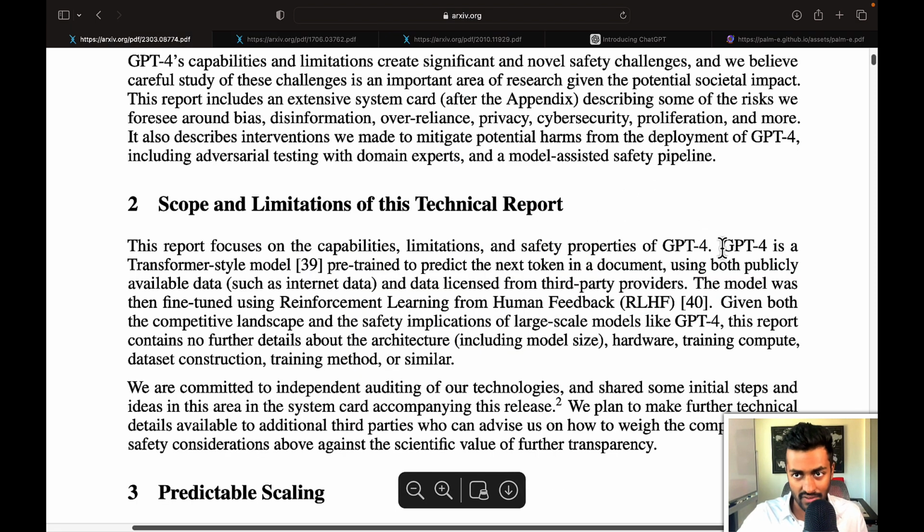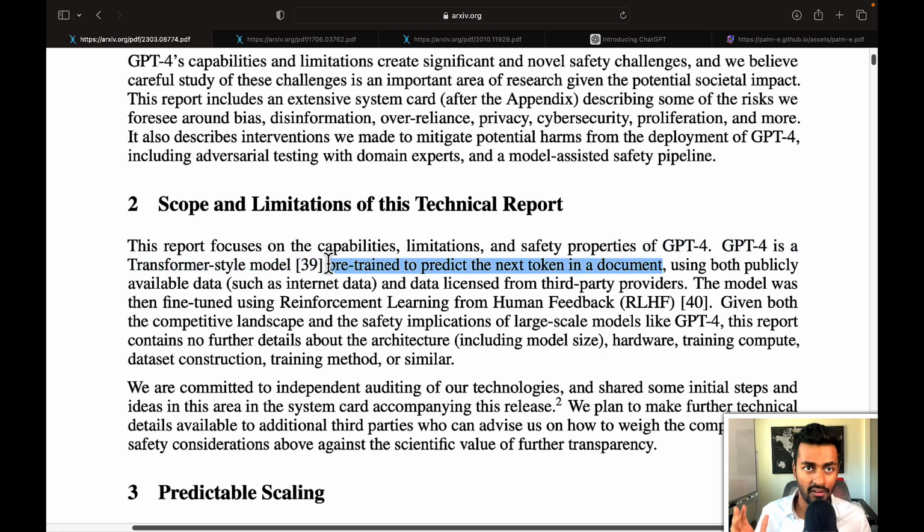Now coming back to our definition here, GPT-4 is a transformer-style model that is pre-trained to predict the next token in the document. The natural language processing problem of, given a previous set of words, trying to predict the next words, is known as language modeling. And the model that does this is a language model. So GPT-4 is pre-trained in order to be a language model. And it does so by using publicly available data.